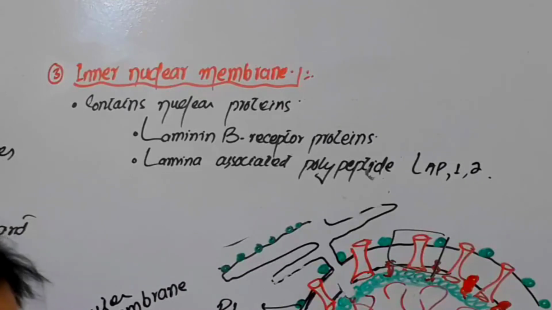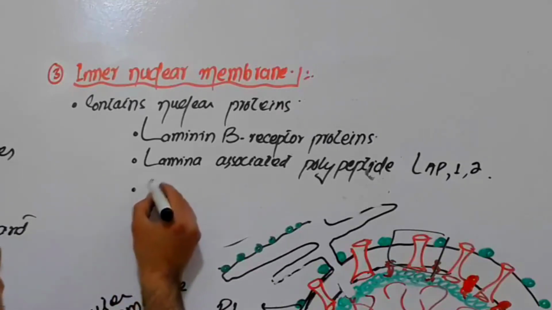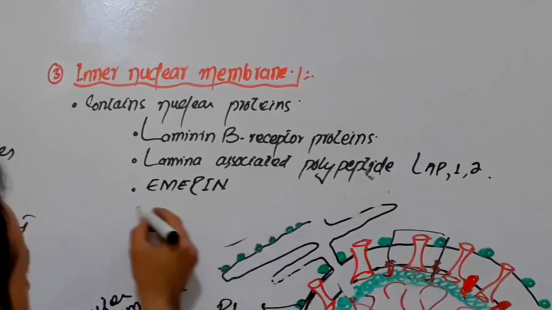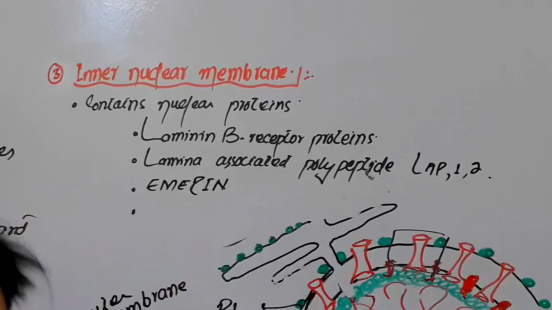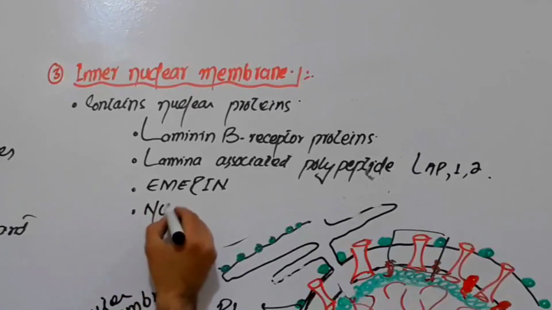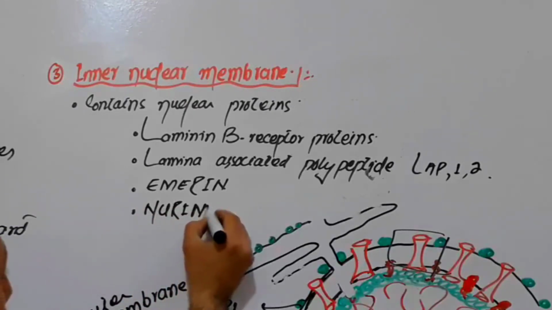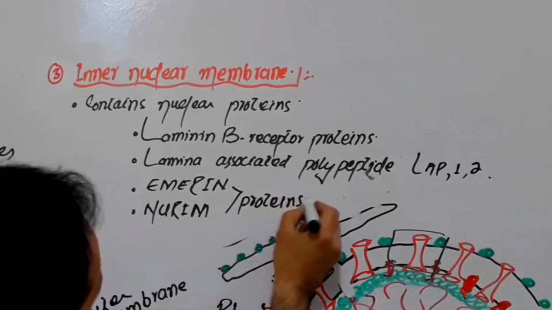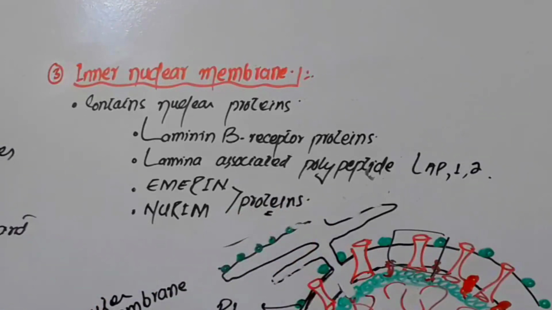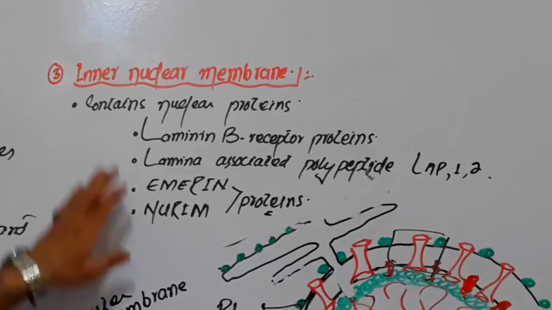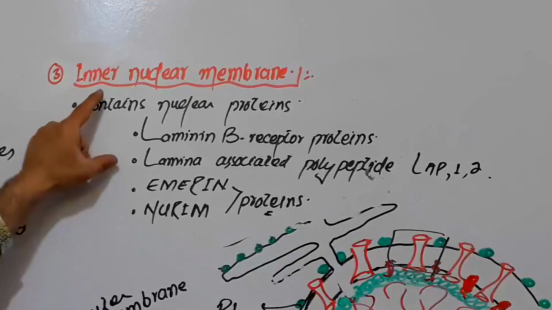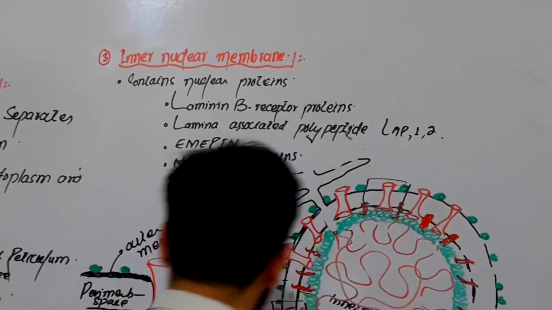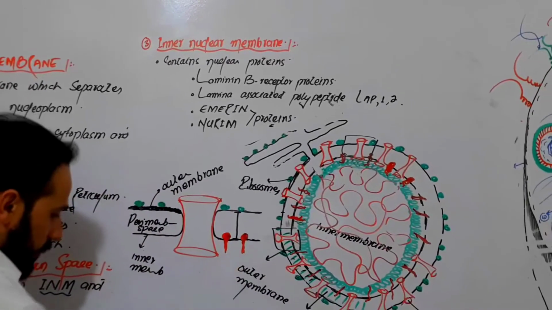There are emerin proteins, and then there are nurin proteins. Both of them are proteins and they have certain important functions, right? So this is the structure of the inner nuclear membrane. It contains certain protein attachments to it. So I have shown it here.